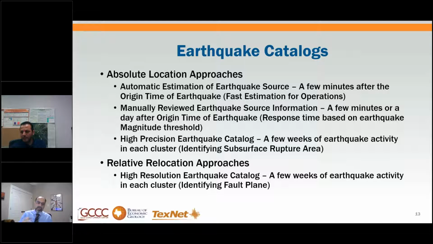And then any of those three can be an input to the relative relocation approaches, where we can identify the fault plane. Of course, the more high precision your absolute location data is, the more successful the relative relocation approach will be. And next slide.